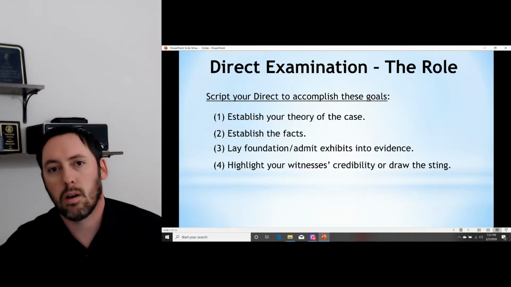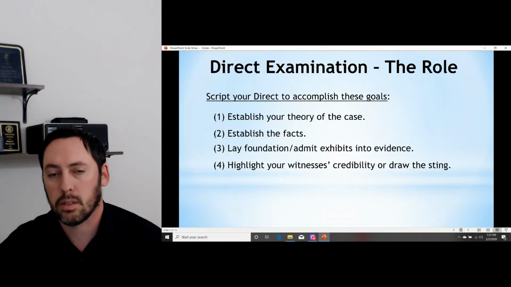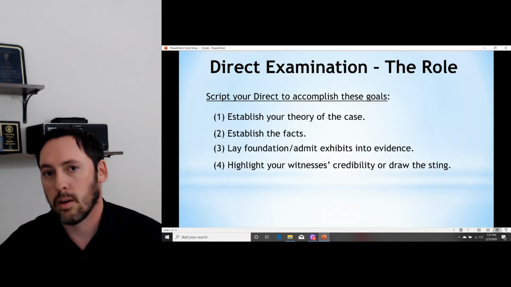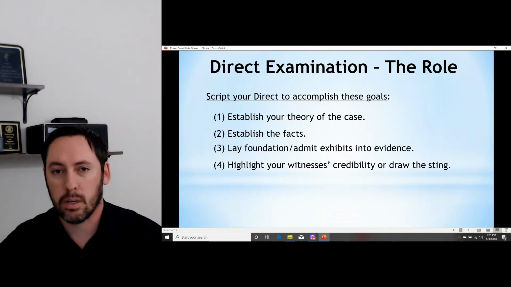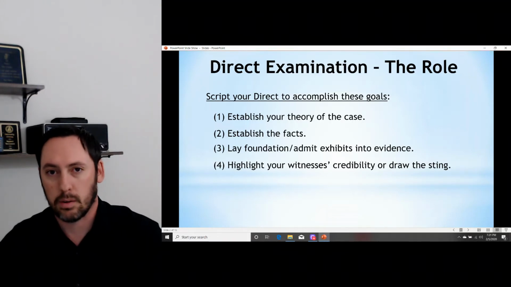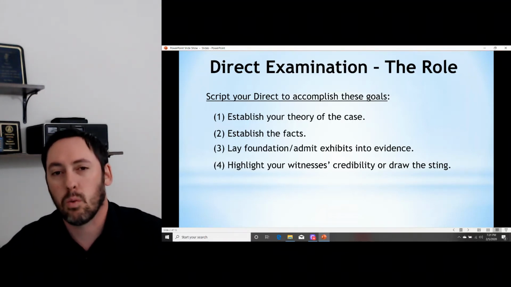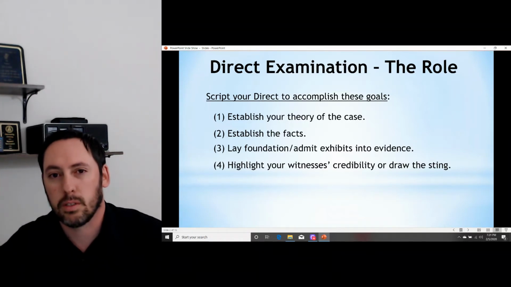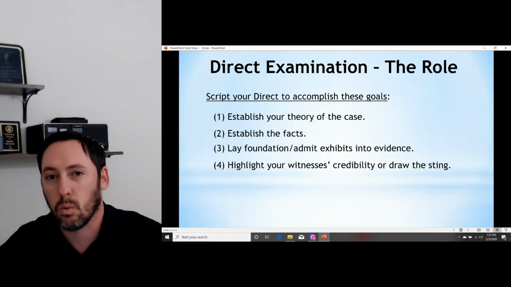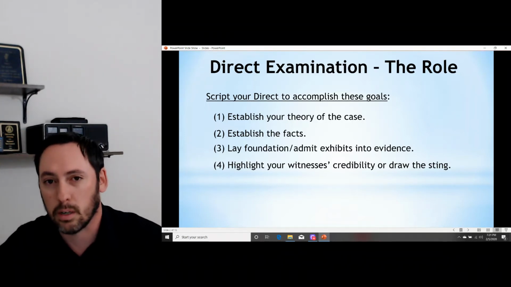The next goal I call highlighting the credibility of your witnesses and drawing the sting. Now, as a prosecutor, you're not allowed to vouch for your witnesses' credibility, and I'm certainly not condoning doing anything like that. However, the credibility of your witnesses is essential for proving your case. If the jury doesn't believe or doesn't like your witnesses, then they're not going to return a guilty verdict.